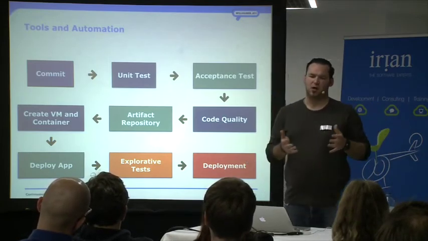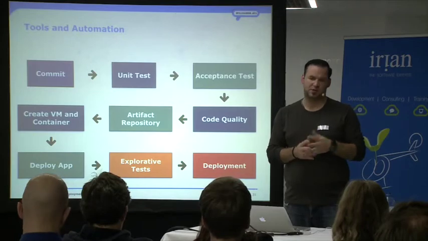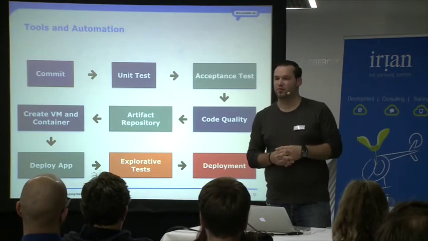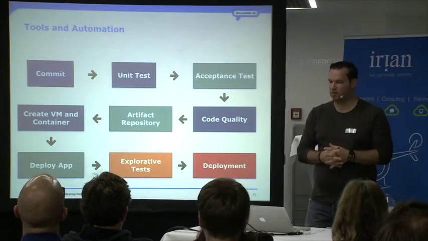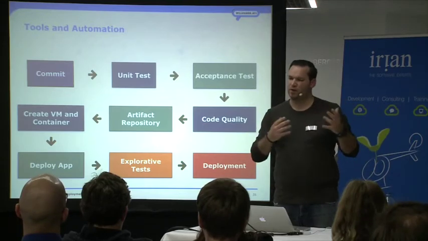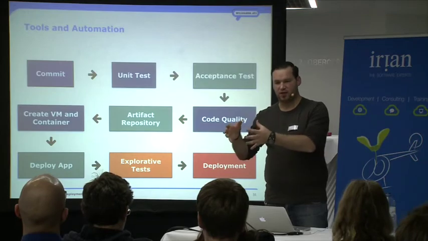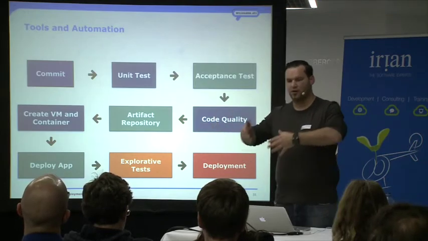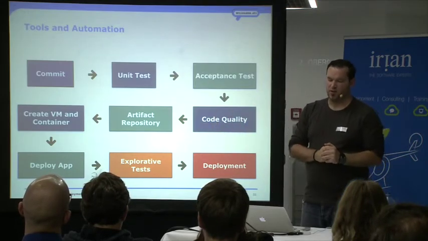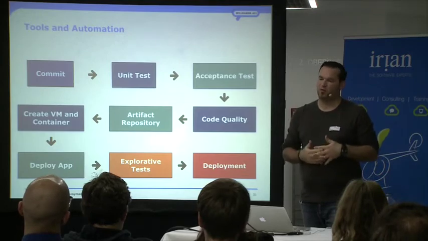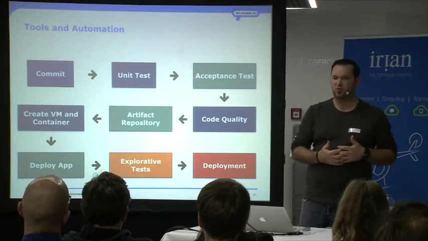Afterwards, we want to check our code quality automatically with, for example, SonarQube. So we want to check if we have enough test coverage, and if we have not too many violations in our code. And then we put this created artifact with a specific version into a repository. And if it's in a repository, we can start creating our virtual machines and our environments.